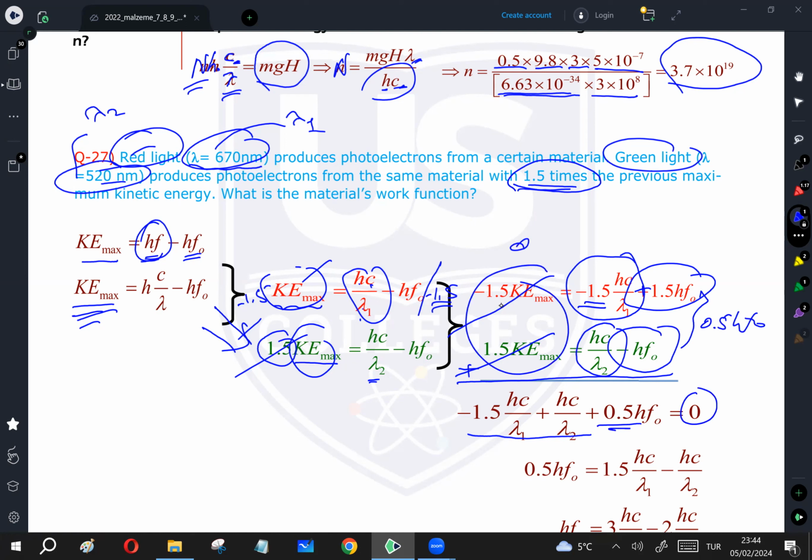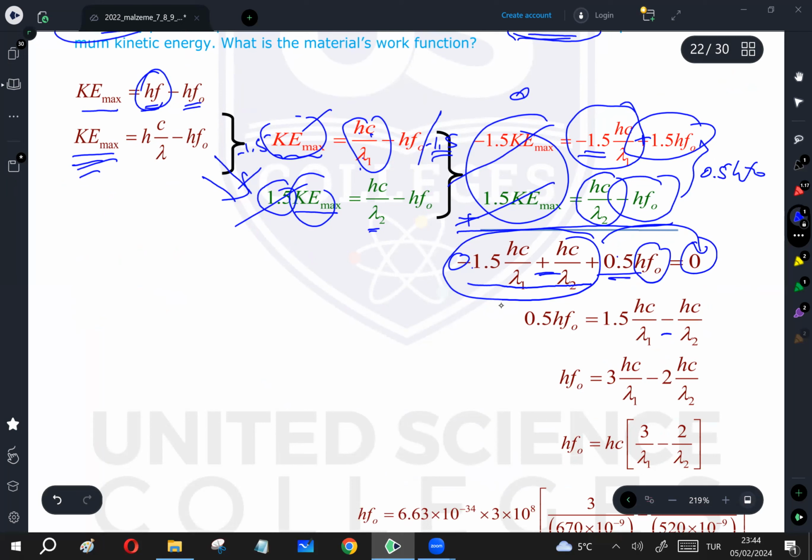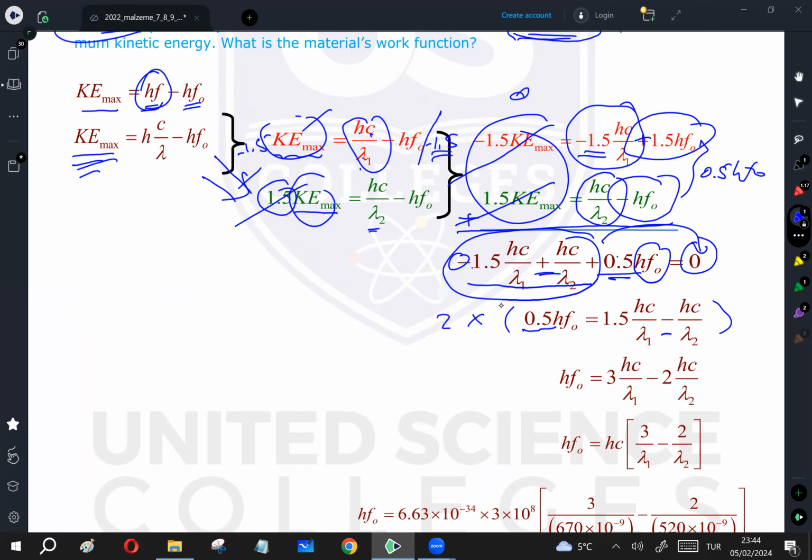So here is 0. And I am going to calculate hf0, but I see that in front of hf0 there is 0.5. So what should I do? First, let me transfer this to the other side. So 0.5 hf0, this negative goes to the other side as positive. This positive goes to the other side as negative. So 1.5 hc over lambda 1 minus 1 hc over lambda 2 is going to be 0.5 hf0. As I said, it is 0.5, but I need hf0, not 0.5 hf0. Once again, multiply by 2. If you multiply both sides by 2, the left side changes to hf0, which I want to calculate.